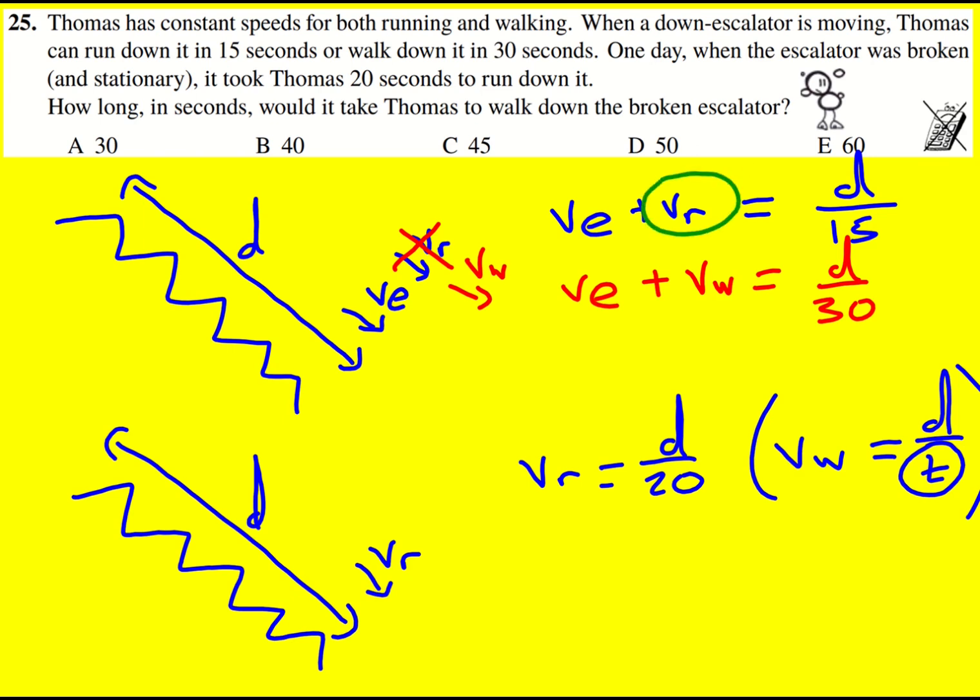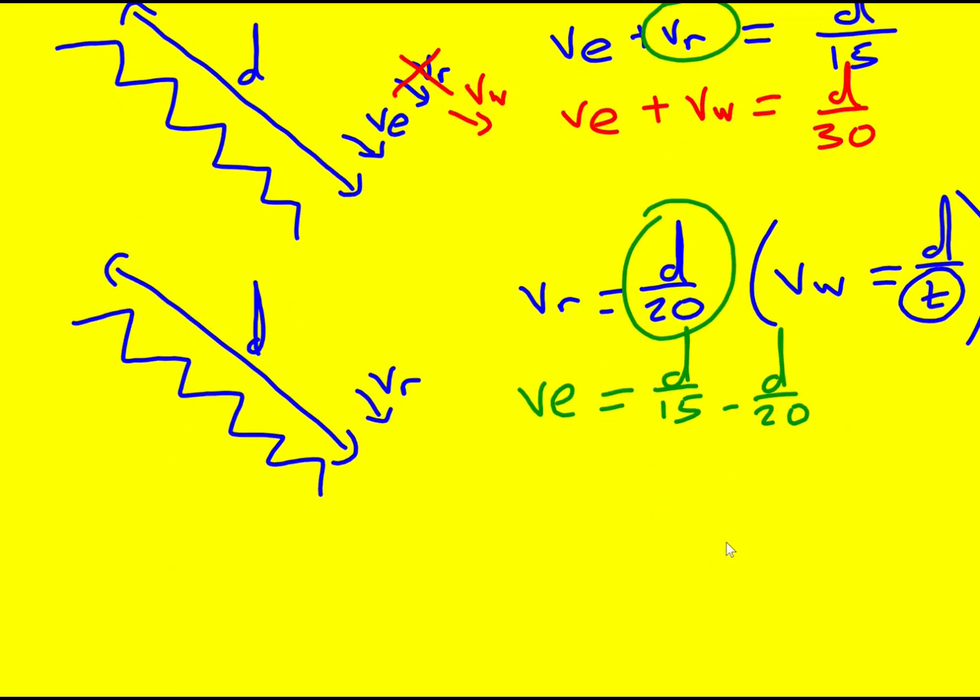I'm going to replace this VR by this VR, and hence d over 20. Therefore, VE is going to be d over 15 minus d over 20. I've just substituted it in and subtracted d over 20 from both sides to find VE by itself in terms of d. What goes into both of these is 60, so it's going to be 4d over 60 minus 3d over 60, which is d over 60.